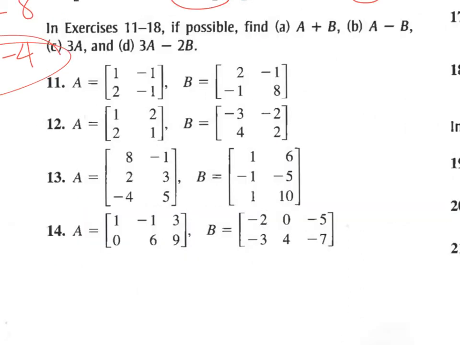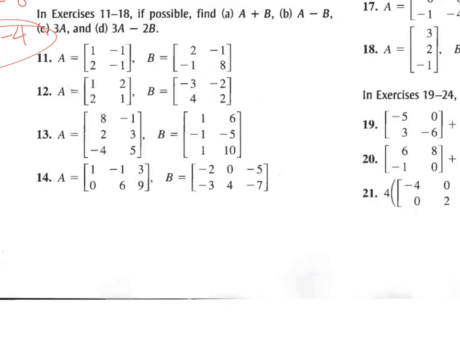Okay, so this is very similar to what we were looking at before. We're just going to add A and B or subtract A and B. So I'm actually just going to skip A and B and take a look at the scalar multiplication, C and D, because I did not do that in a previous example. So let's take a look at that for number 13.